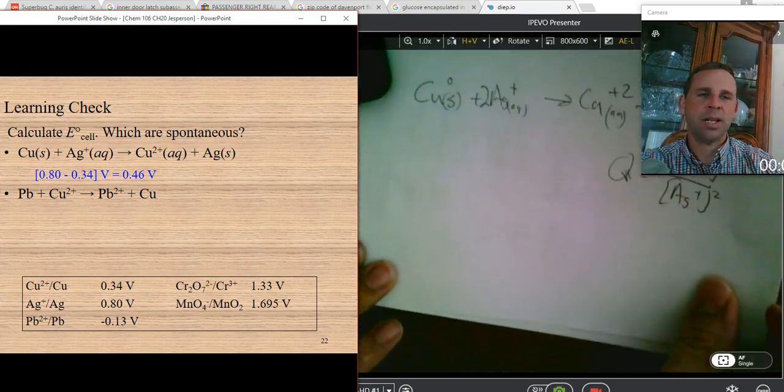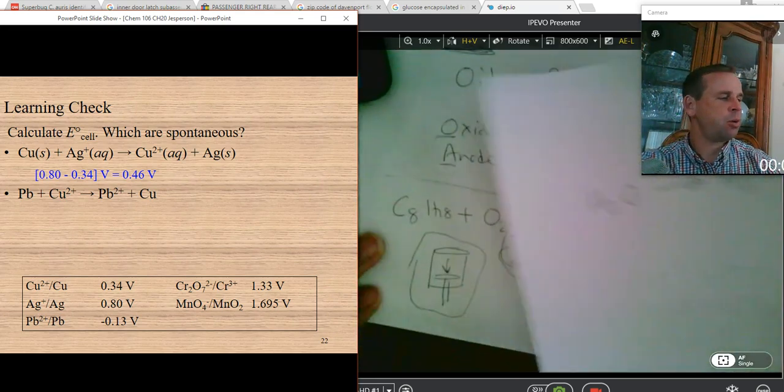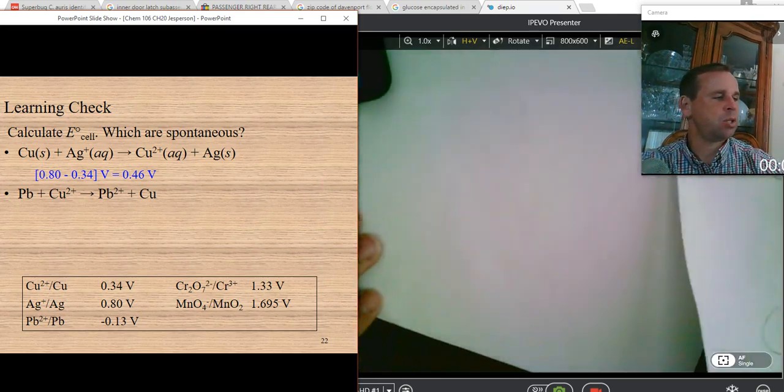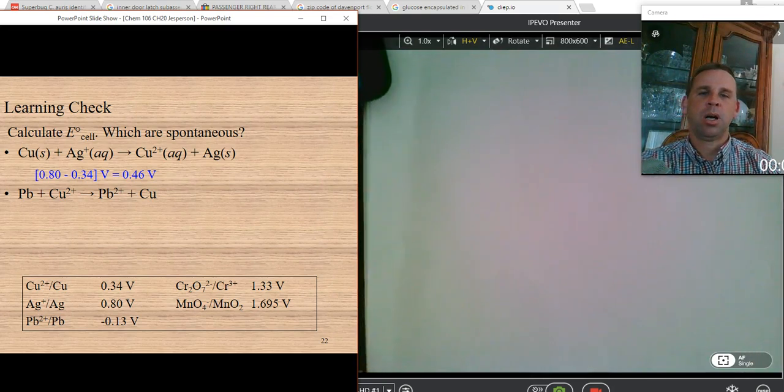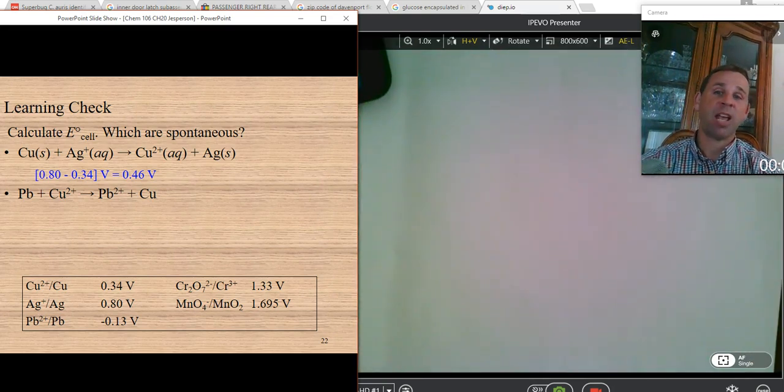All right, so let's take the next one here. Talk to your neighbors. Try to identify whether or not you think this reaction would be a spontaneous reaction, and find out what the E naught for the cell would be. Go.